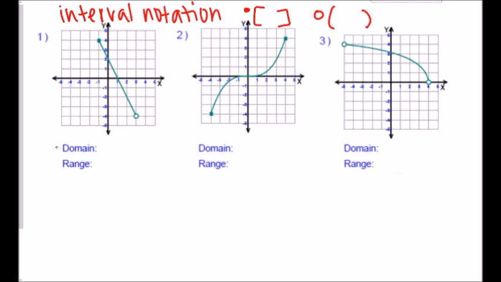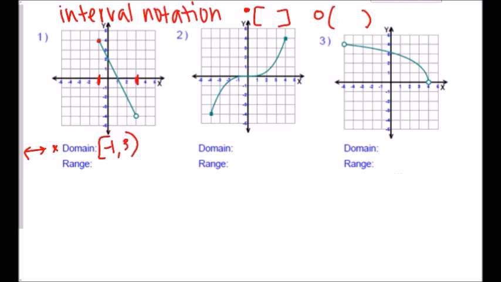Okay, so if we're looking at domain here, you want left to right or x values. Think where the x-axis goes. So our leftmost value would be -1, and we've got an inclusive point here, so we want a bracket. The rightmost value would be 3, and we've got an open circle down here, so we want a parenthesis.